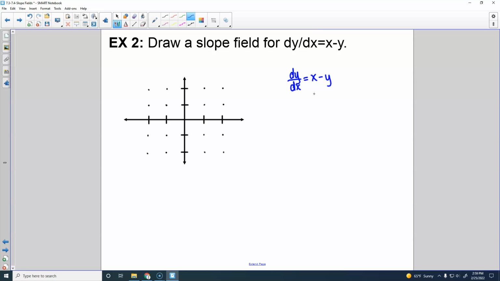This is not a separable differential equation. You don't know about those yet. I will teach you later. But even after you've learned everything that we're going to learn in this class, you still don't know how to solve this one.